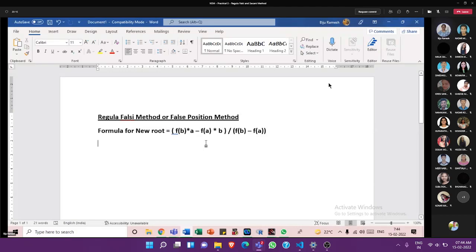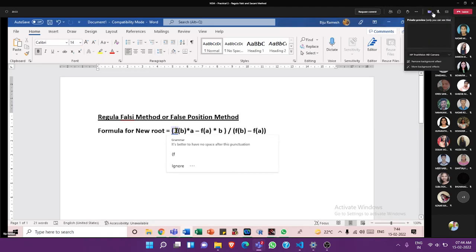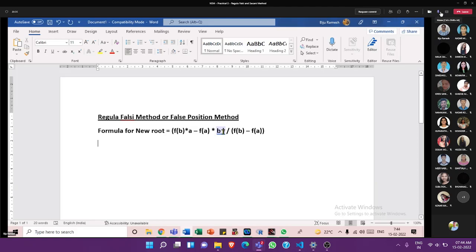So this is the formula for regula falsi. You all know that. Is the formula correct? This is what you all have done, you all have used. Okay, so we'll just code this now.